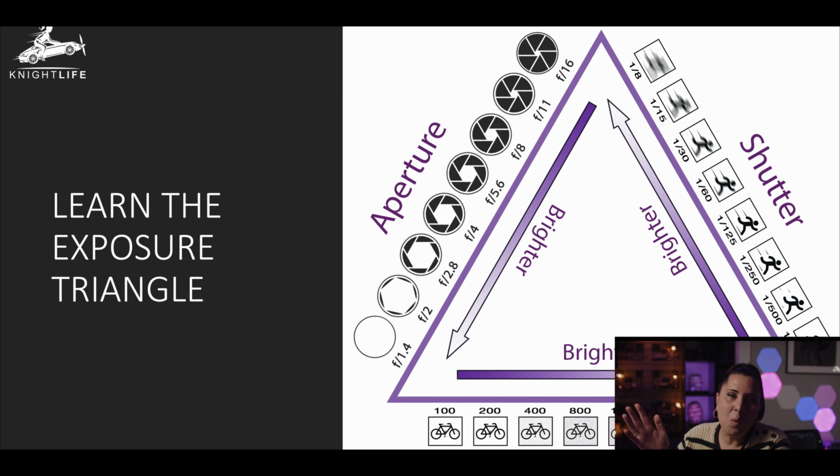So you always want your ISO as low as possible, especially when you're trying to go for that bokeh effect. You want that ISO as low as it can go. And then you adjust your brightness with the aperture and the shutter speed. But it's something to remember that the higher you go up in ISO, the more grainy it's going to be.